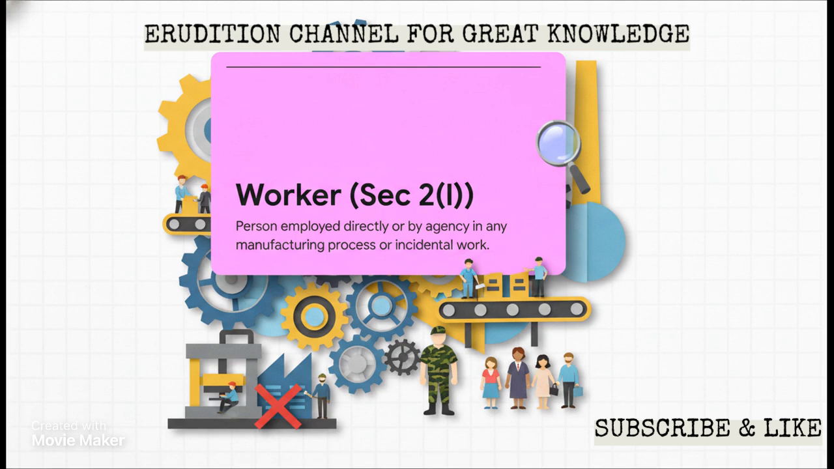The statute states that a worker is a person employed directly or by or through any agency, including a contractor, with or without the knowledge of the principal employer, whether or not for remuneration in any manufacturing process, or in cleaning any part of the machinery or premises used for a manufacturing process, or in any other kind of work incidental to or connected with the manufacturing process, and it explicitly states it does not include any member of the armed forces of the Union.